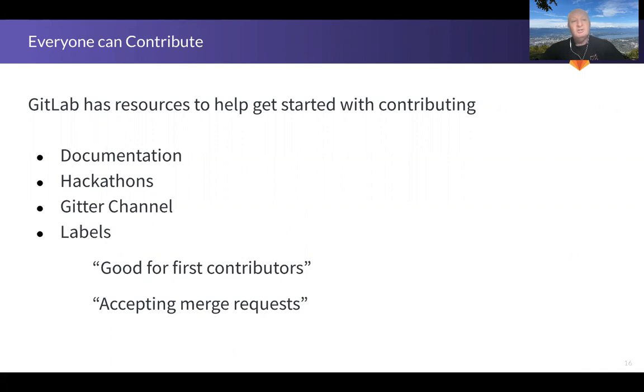So once an issue has been validated by the GitLab team, and it's basically well described and it's ready to be worked on, GitLab will often add this label called accepting merge requests, which means that anyone can just go and grab that and write a merge request and submit it. And then you'll be helped by the GitLab team to get that merge request merged, and you'll essentially add to the product.